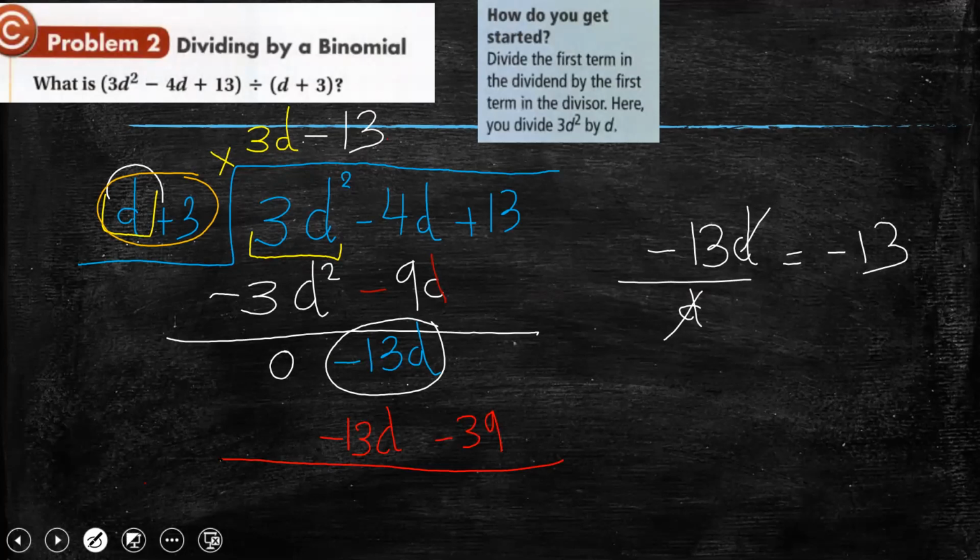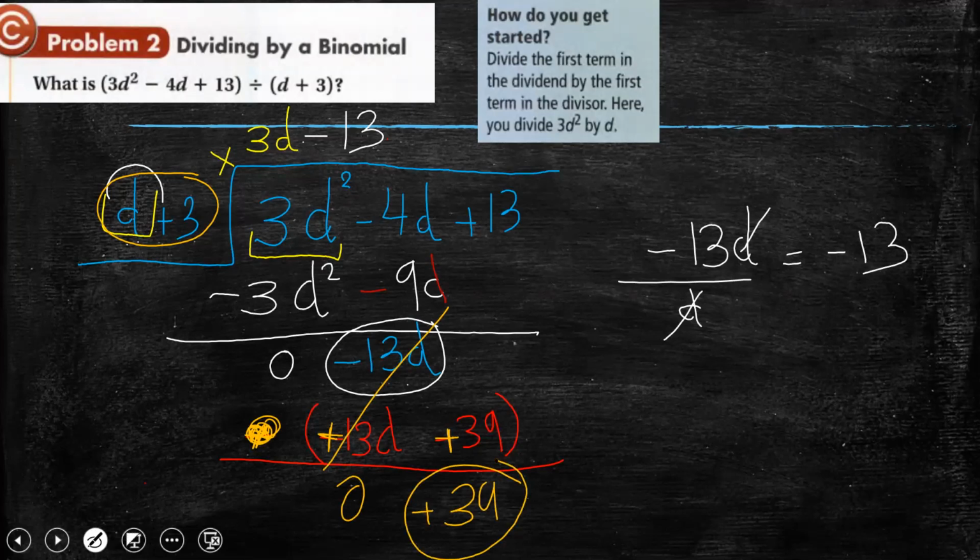Then here you have a minus sign. Since we have a minus sign, change the signs inside the brackets. So here it will be plus, and here it will be plus also. So what do we have now? This minus sign is like magic. It changes the sign inside the bracket. Now negative 13d plus 13d is 0. They cancel each other. Plus 39.